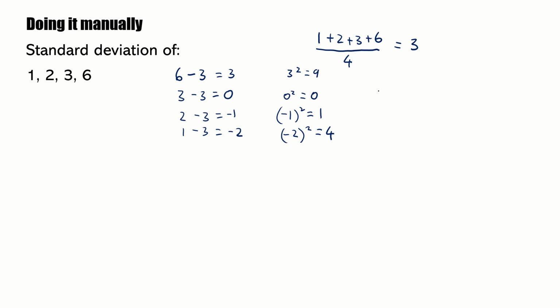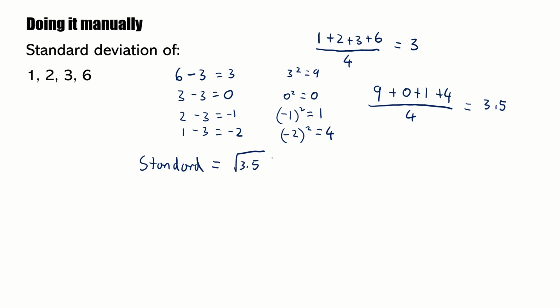We're then going to find the mean of these values. So the mean of these values would be 9 plus 0 plus 1 plus 4, all divided by the number of numbers, which would therefore be 4 in this case. And then, once we work that out, funnily enough, that will come to 3.5. And then the final stage is to realize that the standard deviation would be that value square rooted. And that would come to, in this case, 1.87 to 3 significant figures.